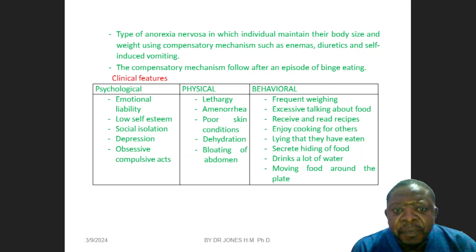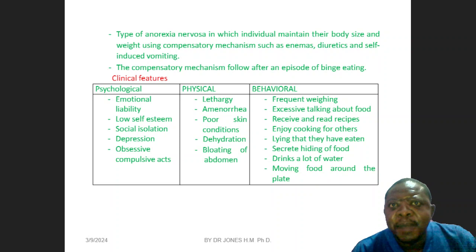So, psychological clinical features may include emotional lability, low self esteem, social isolation. They may have obsessive compulsive acts. They may show signs of depression. So, these are some of the psychological signs and symptoms or clinical features. Then, the physical clinical features that we see in anorexia nervosa include lethargy, amenorrhea, poor skin condition, dehydration, and also bloating of the abdomen.